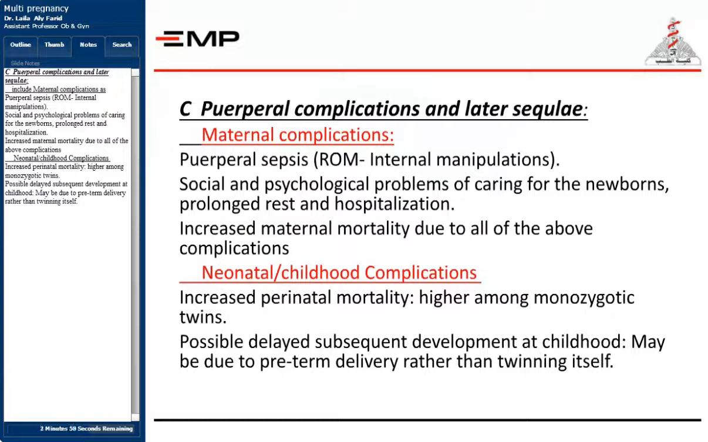See puerperal complications and later sequelae. Include maternal complications such as puerperal sepsis, rough maternal manipulations, social and psychological problems of caring for the newborns, prolonged rest and hospitalization, and increased maternal mortality due to all of the above complications. Neonatal and childhood complications: increased perinatal mortality, higher among monozygotic twins. Possible delayed subsequent development at childhood, may be due to preterm delivery rather than twinning itself.